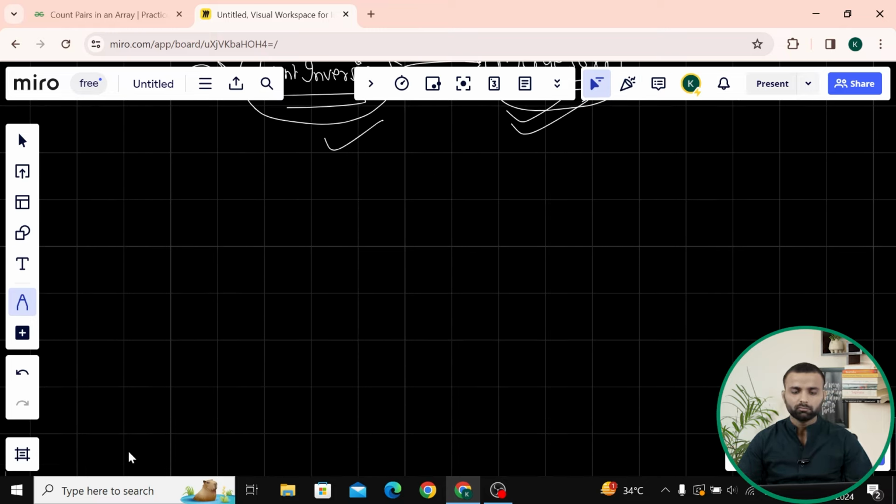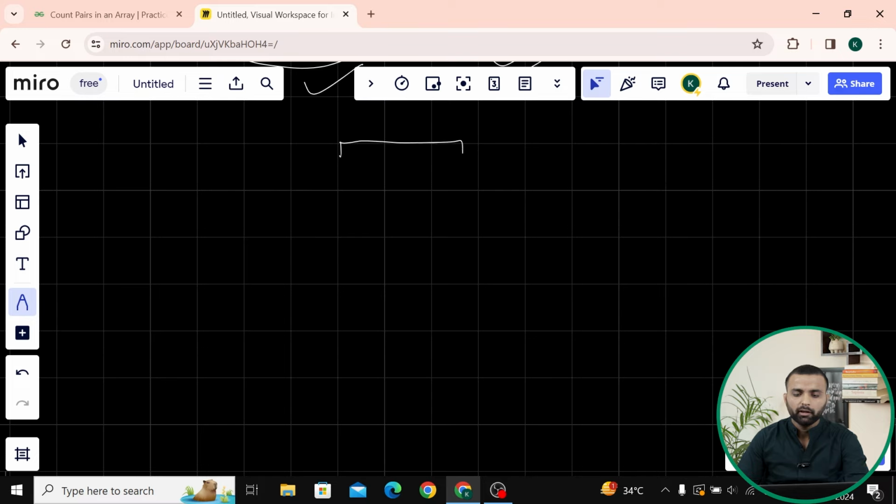Now our modified array is 0 4 4 3. Let me write it here. Okay, so how can we do the merge sort part? It's a standard algorithm where low is pointing to the first element and high is pointing to the last element. Now we have to find the mid. Mid is (0 plus 3) by 2, which is 1. So this is my mid.